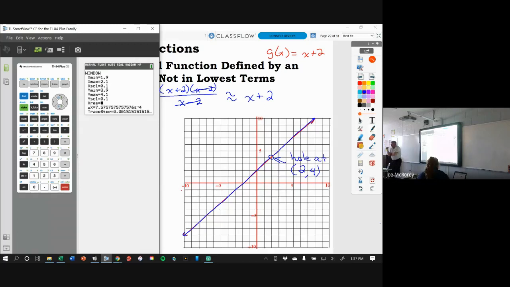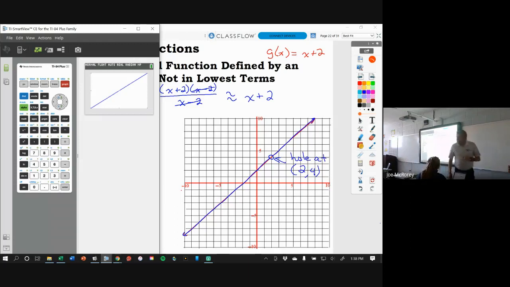Because that one little point, when you're looking at going from -10 to +10 and -10 to +10, is so tiny you're not going to see it. But if you zoom way in, you're going to be able to see the hole in the graph. And you can zoom in more if you wanted to, like from 1.99 to 2.01 or something like that.